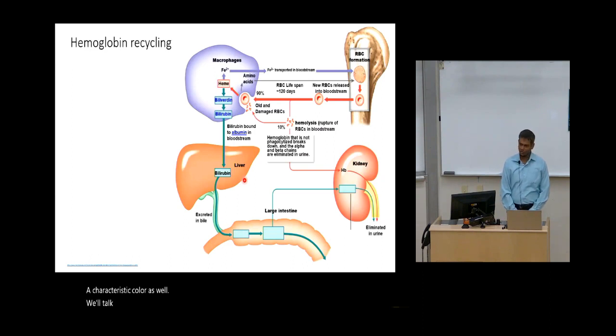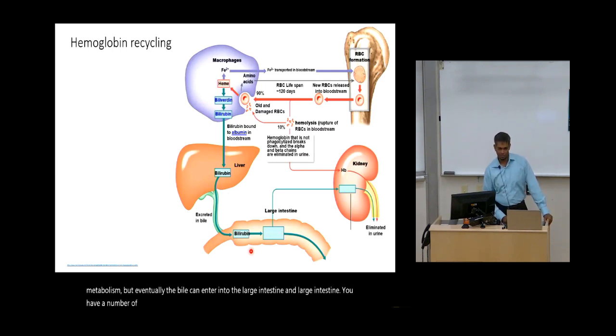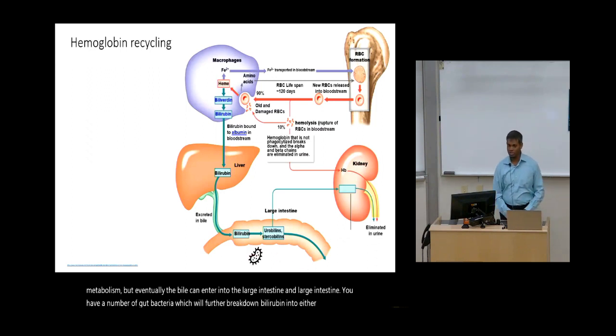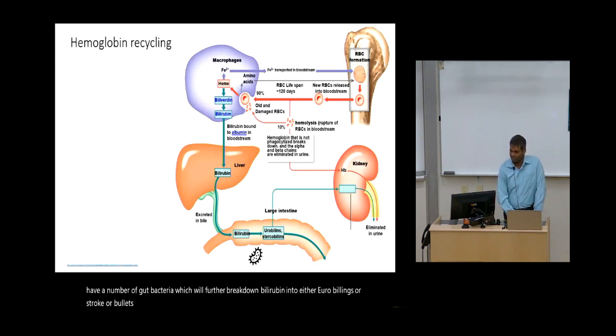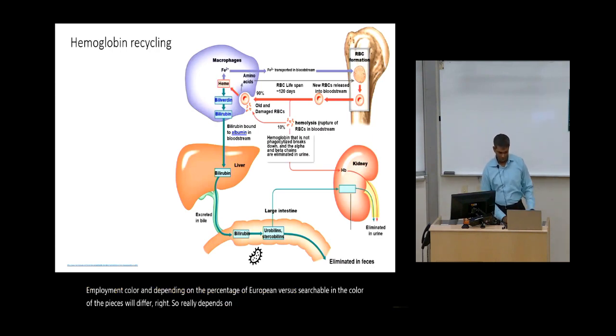We'll talk about the function of bile when we discuss the digestive system and fat metabolism, but eventually the bile can enter into the large intestine, and in the large intestine you have a number of gut bacteria which will further break down bilirubin into either urobilins or stercobilins. It really depends on the type of bacteria. Now urobilins has a yellow color, whereas stercobilin is brown in color, and depending on the percentage of urobilin versus stercobilin, the color of the feces will differ, right? So it really depends on that proportion.